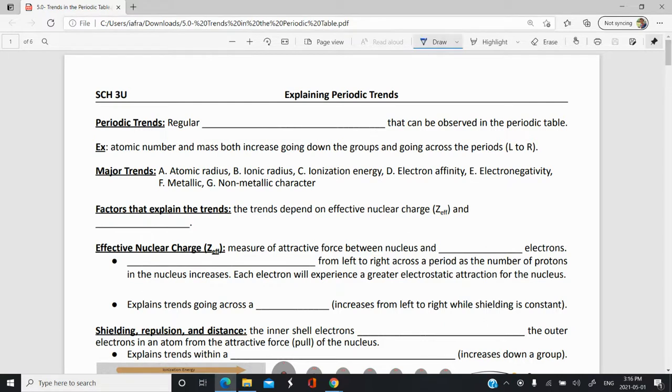So we have our periodic trends, which are regular, repeating patterns that can be observed in the periodic table. And one example we talked about, the easiest one, is the atomic number and the mass, how they both increase going down a group, and also going across a period. When we say across, we usually mean left to right. And the main trends we're going to study are these trends over here. So we're going to focus on those.